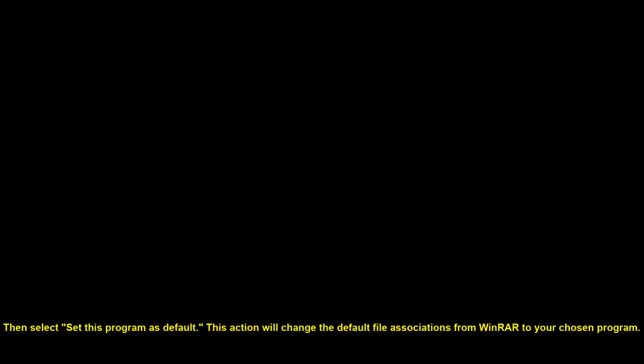To do this, go back to the Control Panel. Select Default Programs. Click on Set Your Default Programs. In the list, find a program that you prefer and click on that program to highlight it. Then select Set this program as default. This action will change the default file associations from WinRAR to your chosen program.